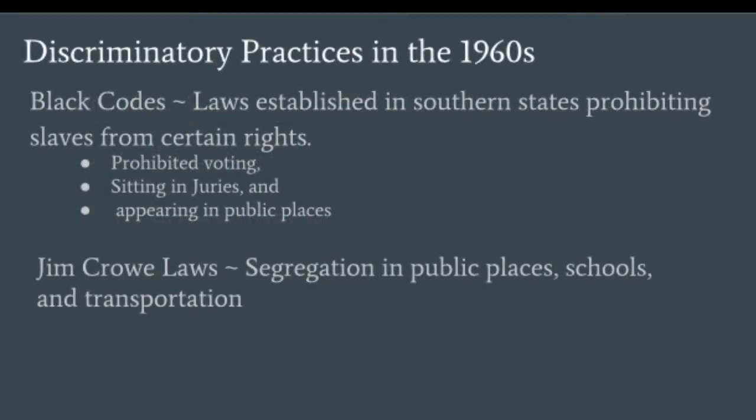Many topics that come up when discussing civil rights are black codes and Jim Crow laws. Black codes were mainly in the South where most slaves were and prohibited slaves from voting, participating in jury sittings, and being at public places. Jim Crow laws is basically the same as black codes, just with the term segregation used.